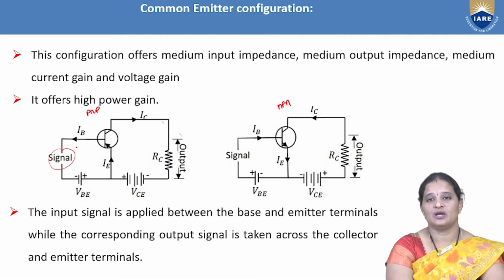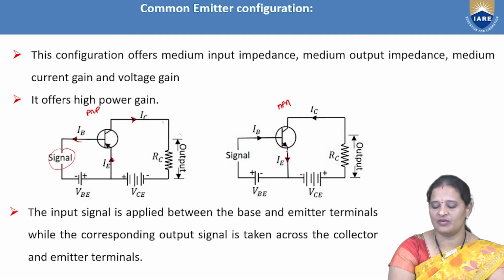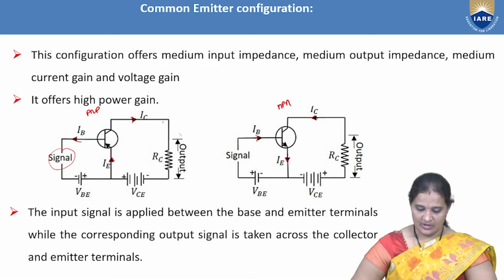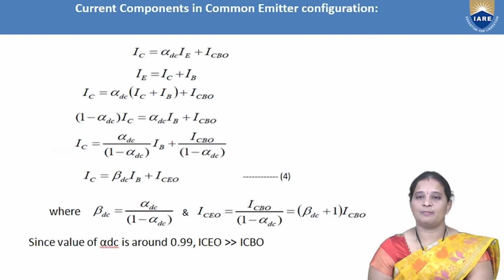If you look at the current directions, as this is PNP, emitter current is entering, so base and collector currents are leaving. Whereas this is an NPN transistor, as the emitter current is leaving, base and collector currents are entering. So this is the common emitter configuration of NPN and PNP transistors.